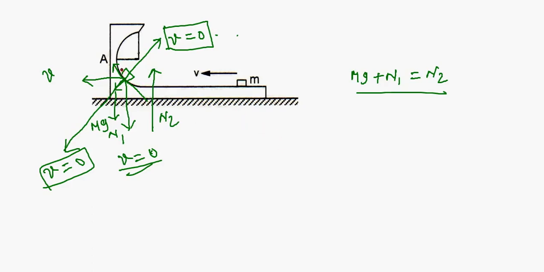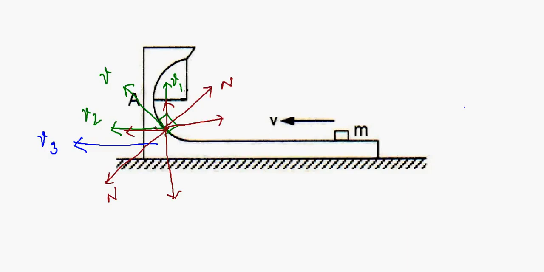If we resolve the velocity of the smaller block into directions, this is v1, this is v2, and the velocity of the bigger block is v3, then v3 is not equal to v2. These two happen to be equal only at the point A. If we resolve the velocity of the smaller block v into two components v1 and v2, then due to the horizontal component of this normal reaction, the value of v2 will go on decreasing. Due to the horizontal component of this normal reaction, the value of v3 will go on increasing.